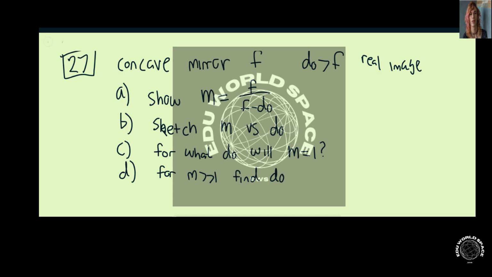Okay, in this problem, we're asked a lot of questions concerning a concave mirror with a focal length f, and we have an object located some distance greater than f, which will of course result in a real image. To start us off, we were asked to prove that the magnification m is equal to f over f minus d naught. We're then asked to sketch what m looks like for varying values of d naught. And we're asked to find the point where m equals 1, where the image height and object height will be identical, so there's no magnification at all. And we're asked to find some general region where m is much greater than 1, resulting in a big amount of magnification.